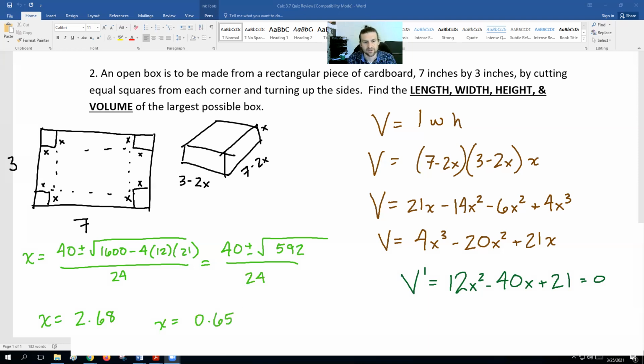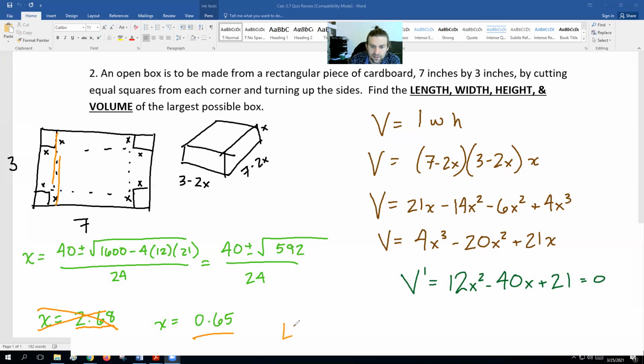Okay, so we got 2 answers here. So we're going to go through and see which one makes sense. Now, technically, we probably should plug them both in and compare the volumes, but you can kind of think about this and make sense. If x was 2.68 inches wide, and this side is 3 inches, how could we take 2 of those away if both of them almost go all the way across? So we can cross that one off. That one doesn't work. The only answer that would work, that would make an actual volume, is 0.65.